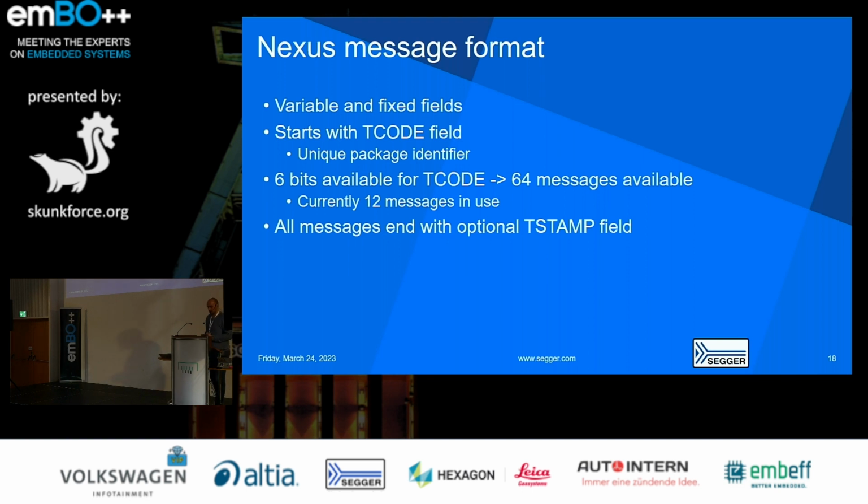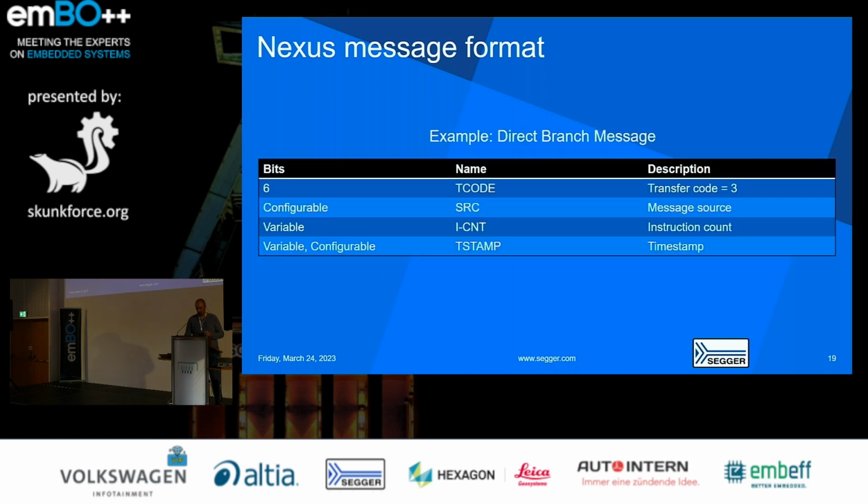The standard implements 6 bits, so we have 64 messages that can be used. 12 are in use, and with HTM trace, BTM uses 8 packets. So there's plenty of room for improvement here.